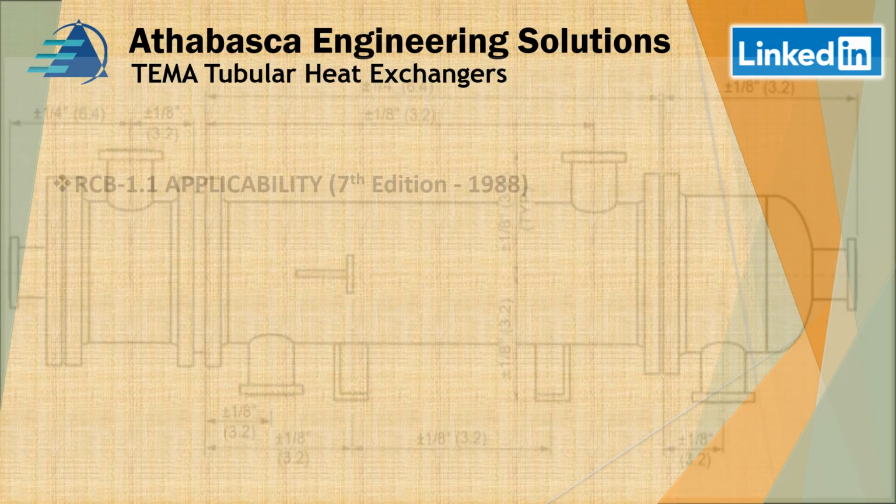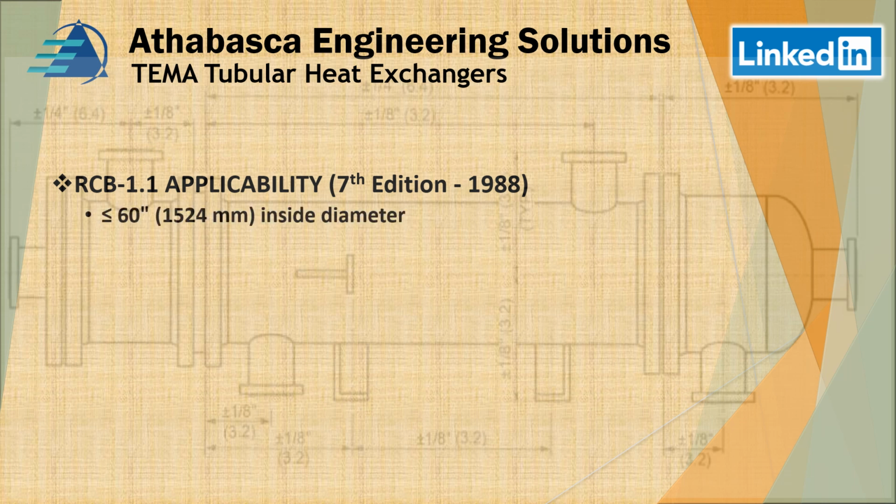Something to be aware of is that the earlier editions had different requirements. So it's important, if you're working on a unit that's older, that you consider these limitations. So in the 7th edition, for example, which was 1988, TEMA limited exchanger size to 60 inches.